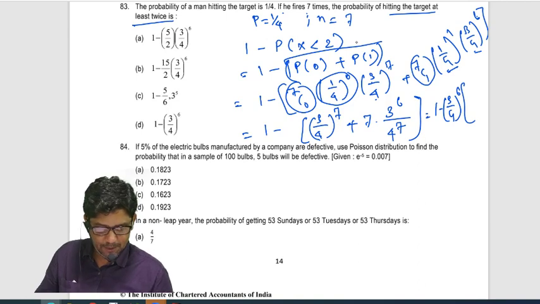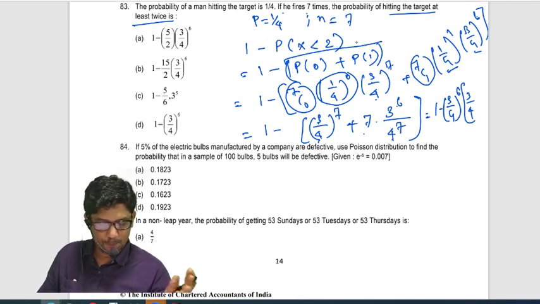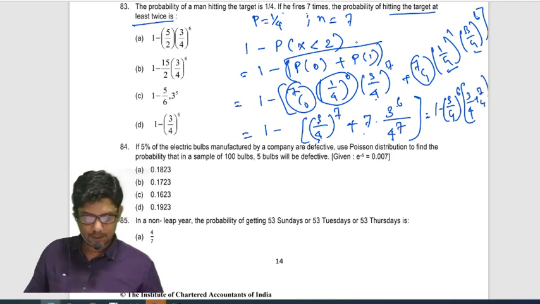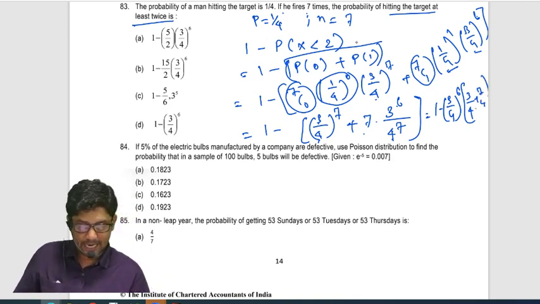So what is remaining, my dear? 1 3 by 4 plus 7 by 4. Correct or not? 3 by 4 whole power 6, we took it outside. So what is it? 7 by 4. Yes. So by simplifying it, I get option A.